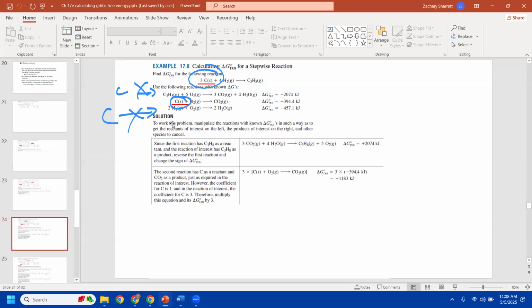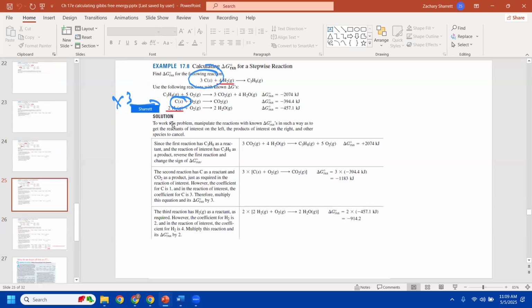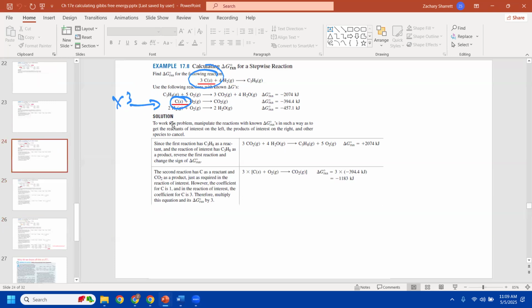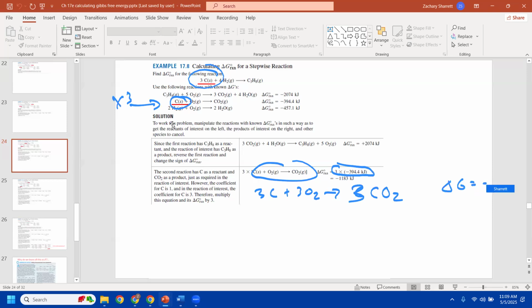So what should we do? We're going to multiply this whole reaction. I'm going to erase all this. This whole thing is going to get times by 3. We take this reaction, we times it by 3, and we get 3 C's plus 3 O2s makes 3 CO2s. And then since we multiplied the reaction by 3, we times the delta G by 3. The new delta G is negative 1183 kilojoules.